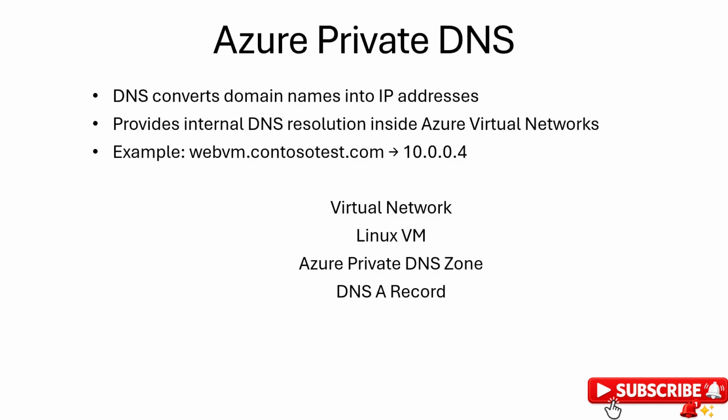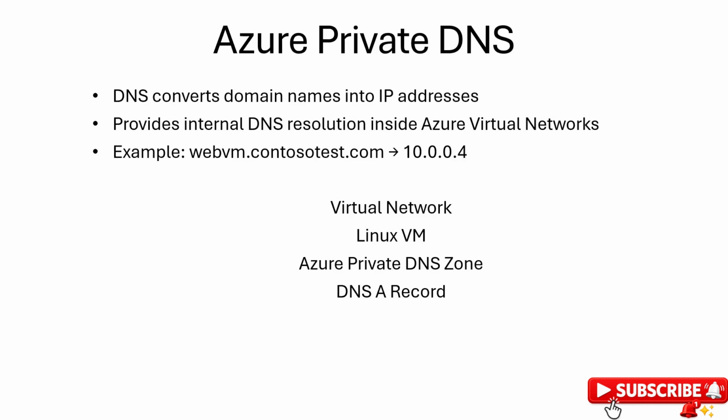So first, let's understand what Azure Private DNS is. A DNS converts a domain name into IP addresses. Private DNS provides internal DNS resolution inside Azure Virtual Networks. So imagine you have multiple virtual machines inside an Azure Virtual Network. Now, instead of connecting to these virtual machines using IP addresses, you want to use friendly domain names.